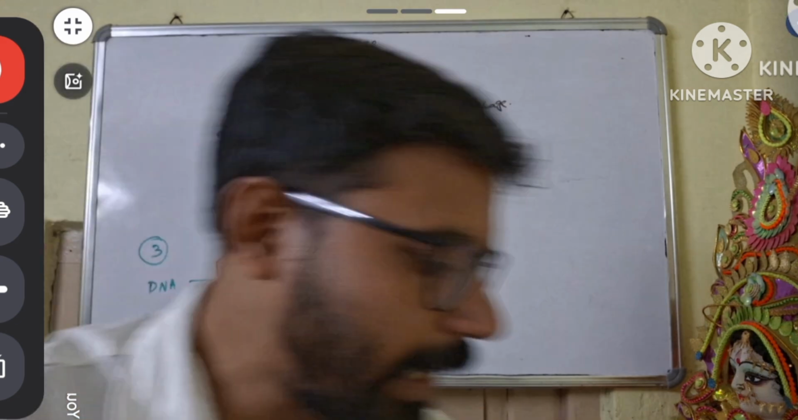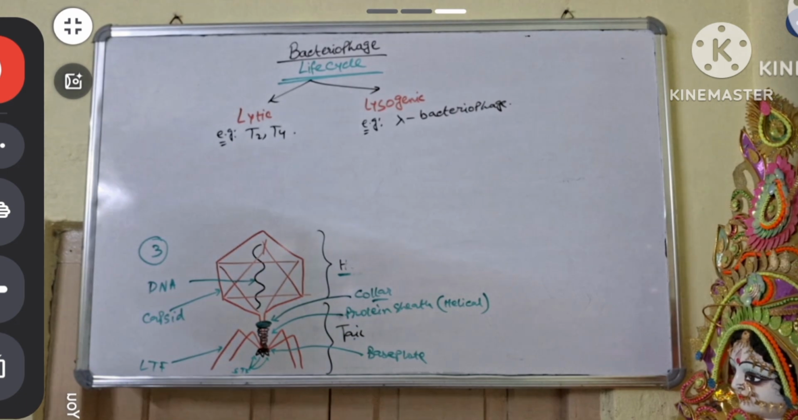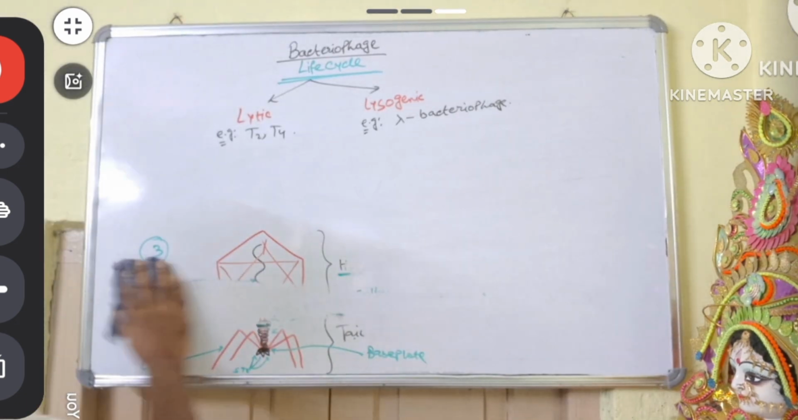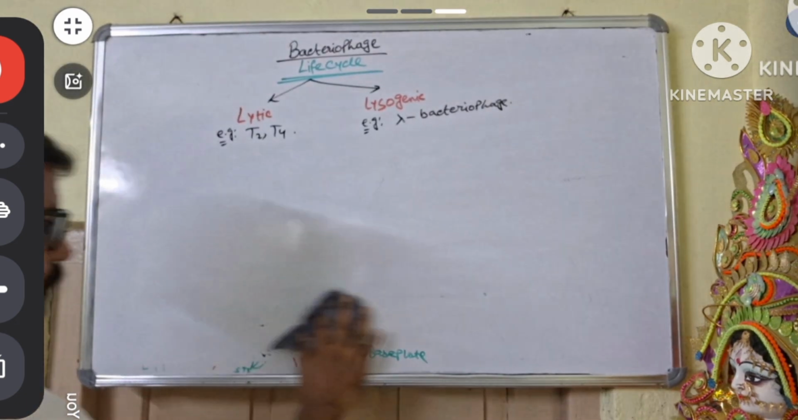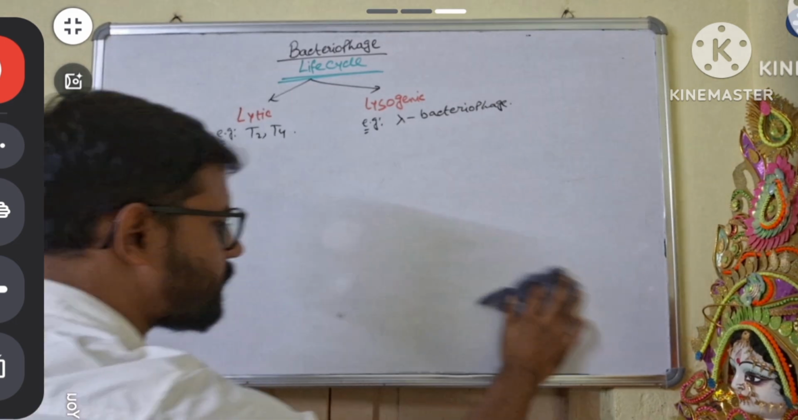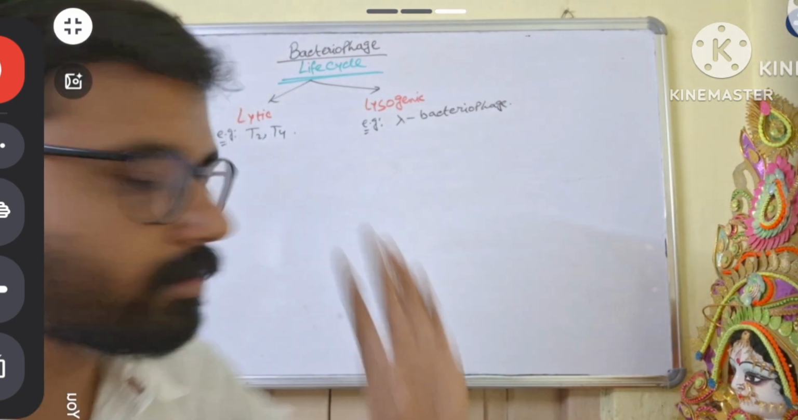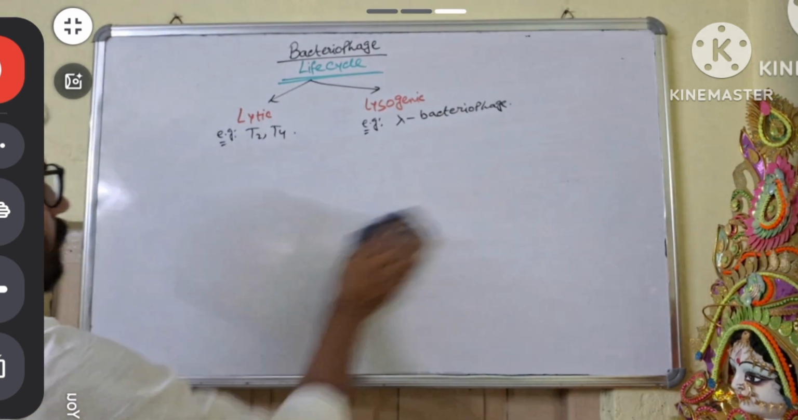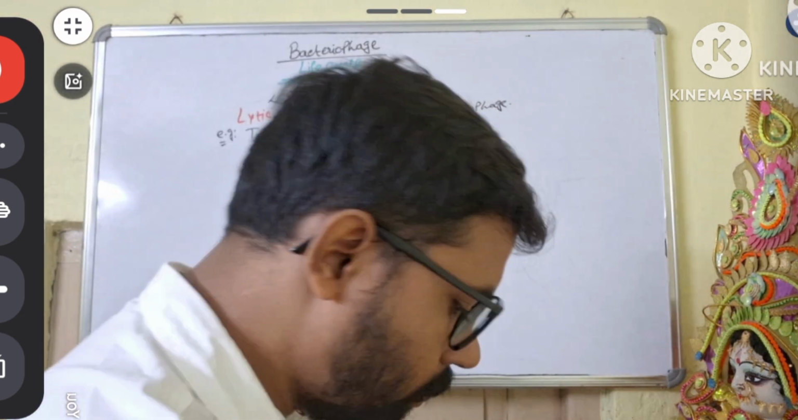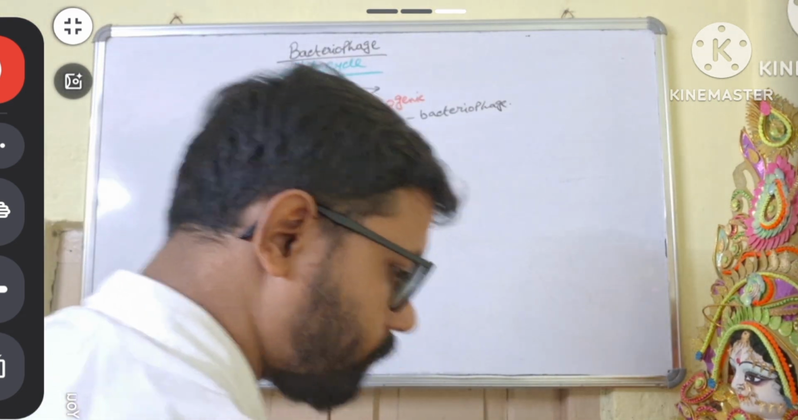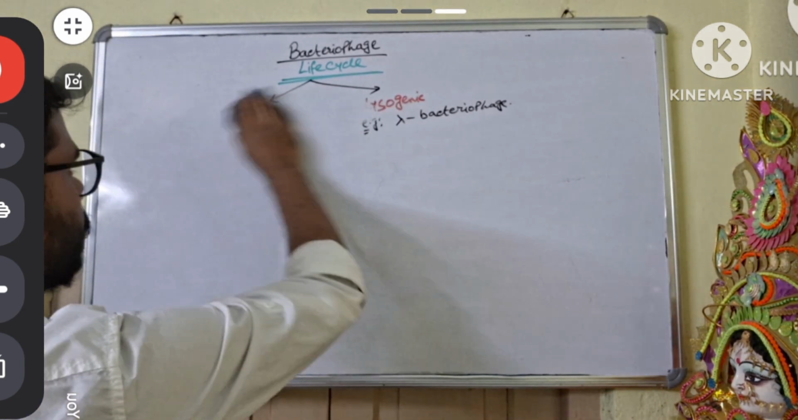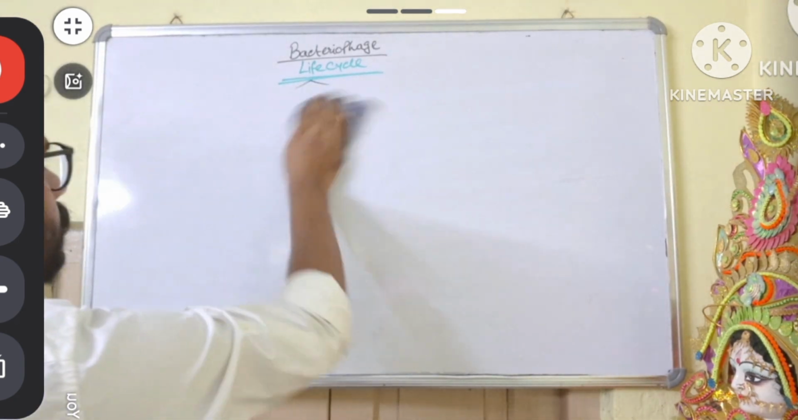Here, to start with the lytic life cycle, which is more common in case of bacteriophage, and it is more or less similar to the previous life cycle model of general viruses. See that lytic life cycle: attachment, entry, synthesis, exit.